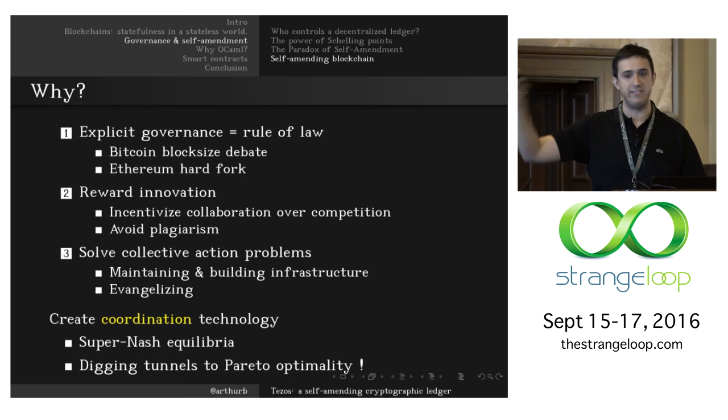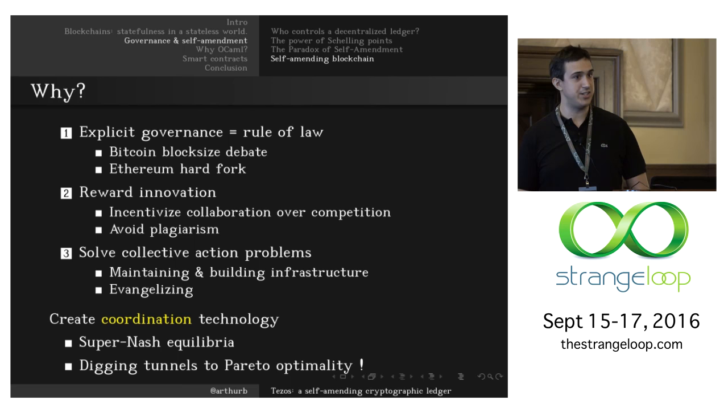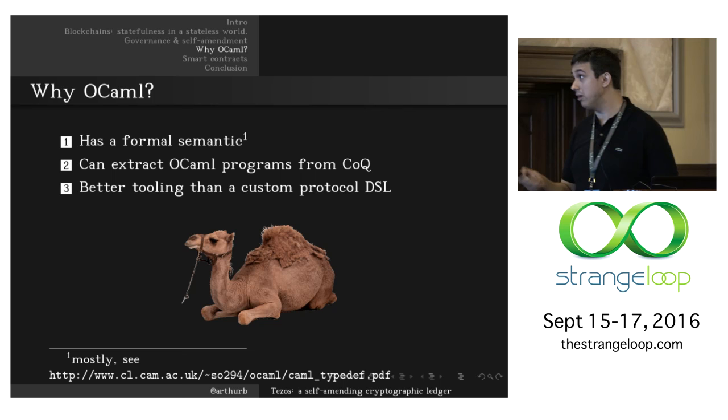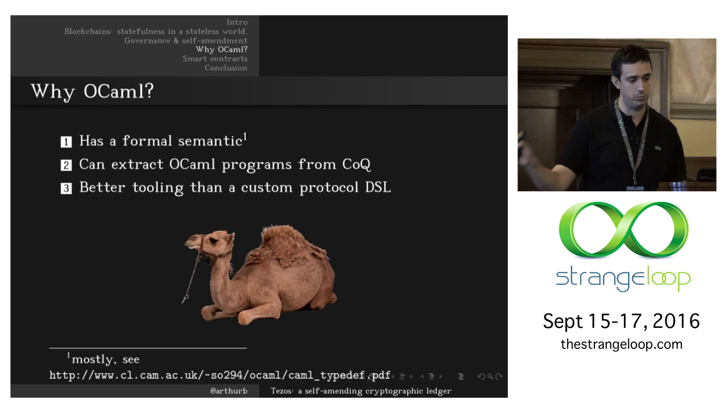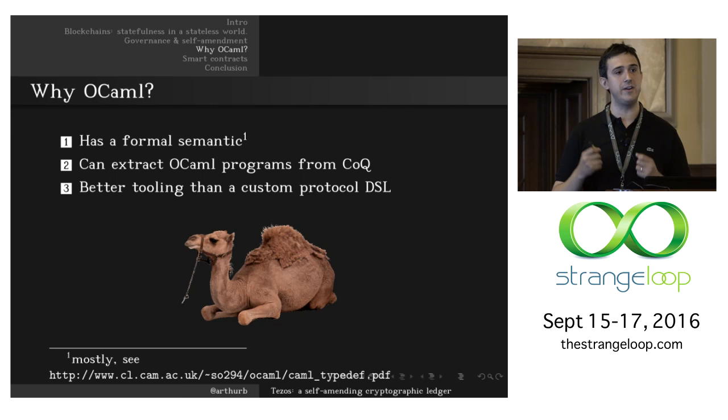Okay, so this is why we're doing governance and how we're doing it. Let me talk briefly about OCaml. So Tezos is implemented from scratch. It's not a clone of any other blockchain, and it's in OCaml. Why did I pick OCaml? Well, first of all, OCaml has a formal semantic, almost. Most of OCaml, a very large subset, has a formal semantic. And this is important because the protocol itself becomes something that we reason about. When we make a proposal, the proposal is going to be in the form of OCaml code, and it has to be very unambiguous what we're talking about.